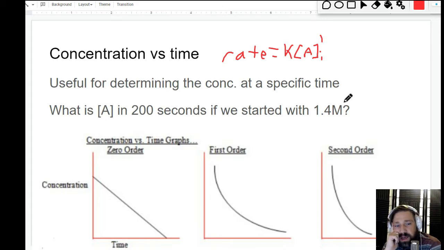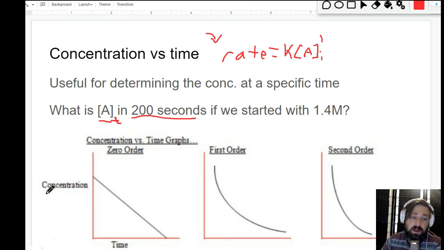And what are we looking for? We're looking for the concentration at 200 seconds. So this is concentration at time 200. Where am I going to put the 200 seconds in here? I don't know. Okay, I got a problem. It's fine. We can't use this form of the rate law because this form, the differential rate law, is all about the initial concentration and how it affects the rate. This is not about time and how it affects the concentration.